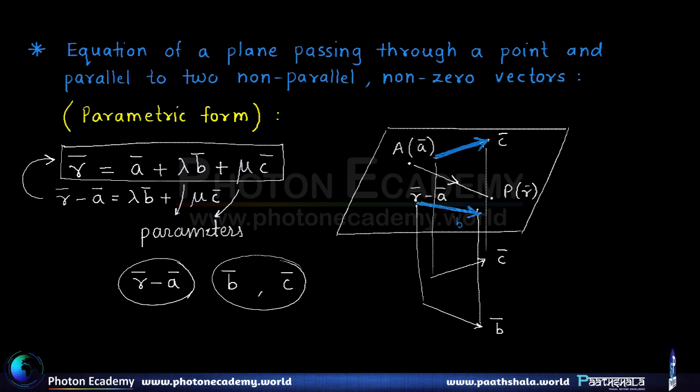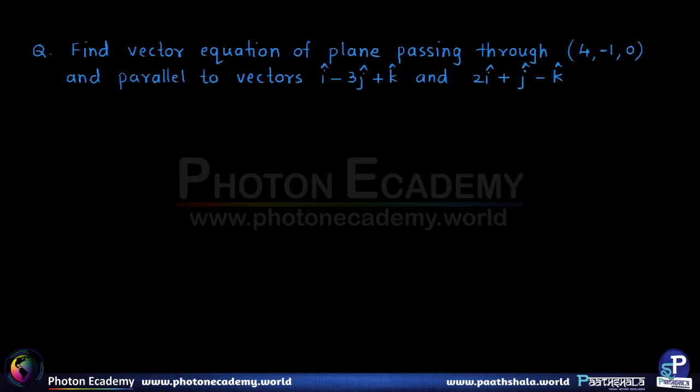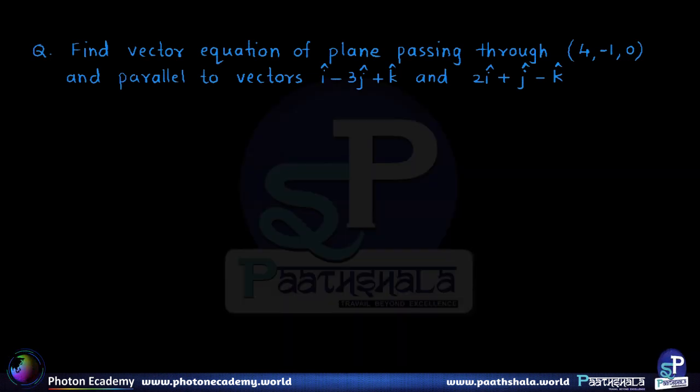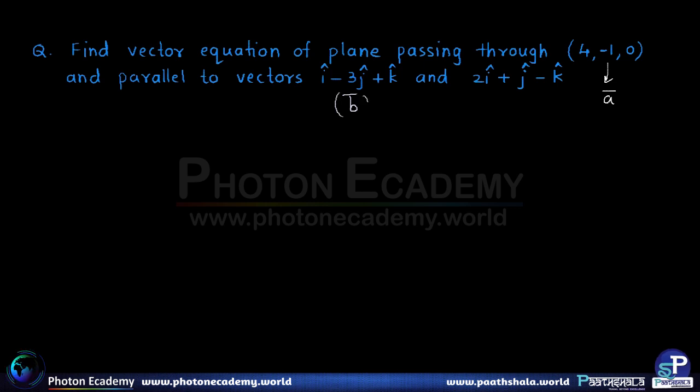Alright, now let us go ahead and solve one example based on this. Find the vector equation of the plane passing through the point 4, -1, 0 and parallel to vectors i minus 3j plus k and 2i plus j minus k. Okay, so let us call the given point as A bar, then first vector as B bar and the second vector as C bar, to which the plane is parallel.